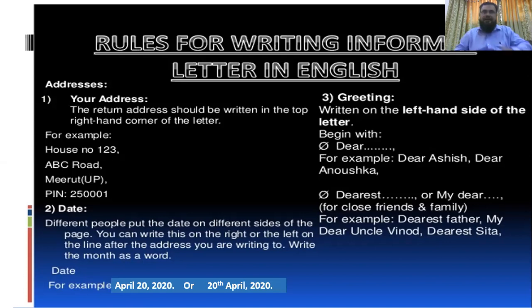Now number three, greeting. Written on the left-hand side of the letter, begin with dear. For example, dear Ashish, dear anyone, dearest or my dear, for close friends, for example, dearest father, like this.